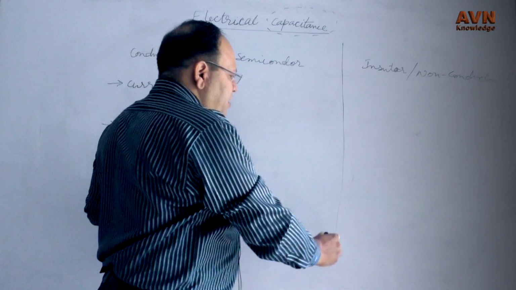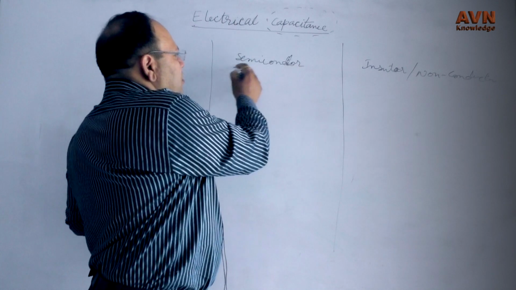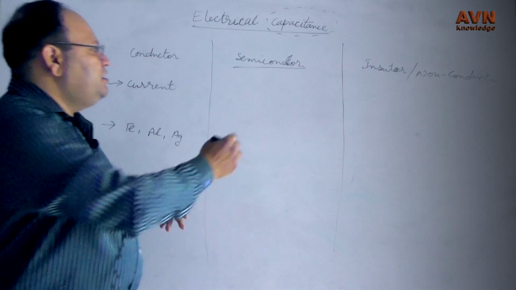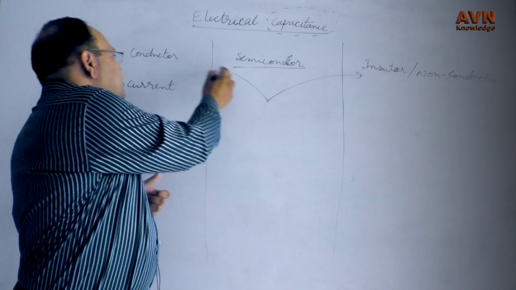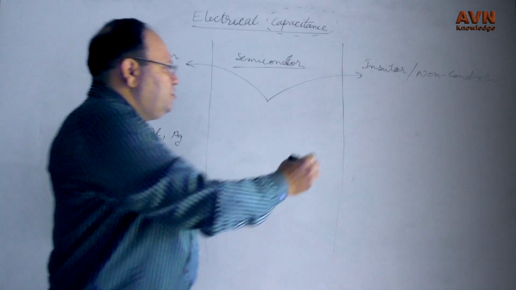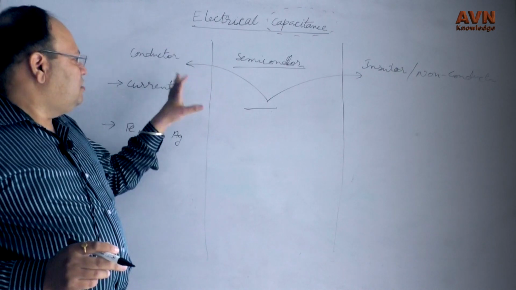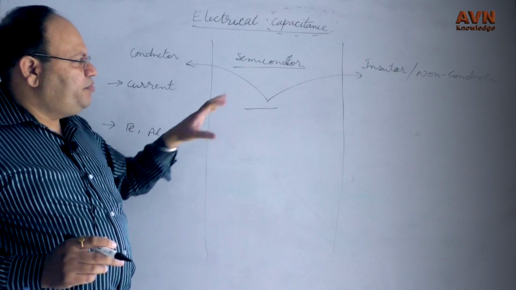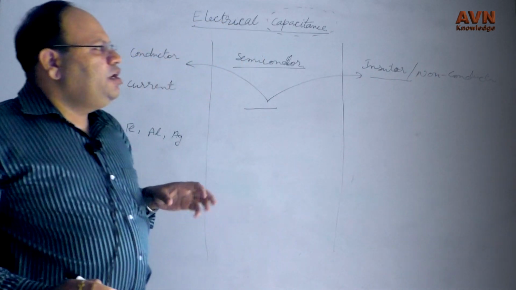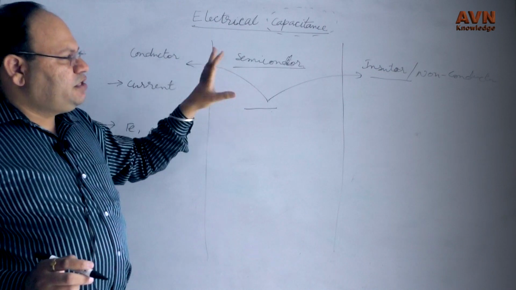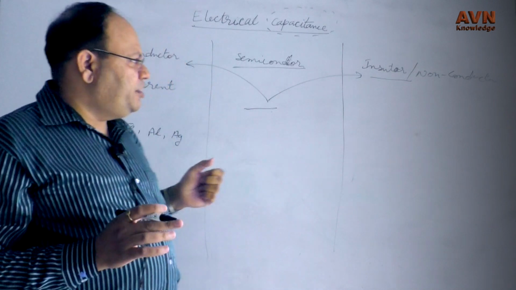Next is the semiconductor. At low temperature, it behaves as an insulator, and when we increase the temperature, it behaves as a conductor. So in a semiconductor, current flows at high temperature and does not flow at low temperature. Then the insulator. Insulator means current does not flow. They have no free electrons in the outermost orbital.